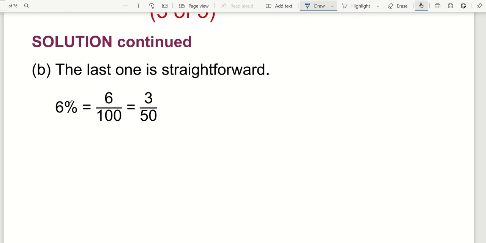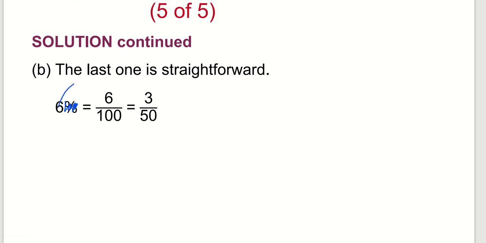The last one we have, again, if you want to convert from a percent to a fraction, you simply throw away the percent sign, and you put that number on top of 100. We reduce this, and it would reduce to 3 over 50. So 6% is equivalent to the fraction 3 over 50.